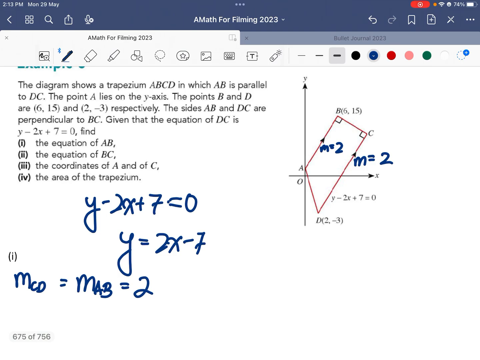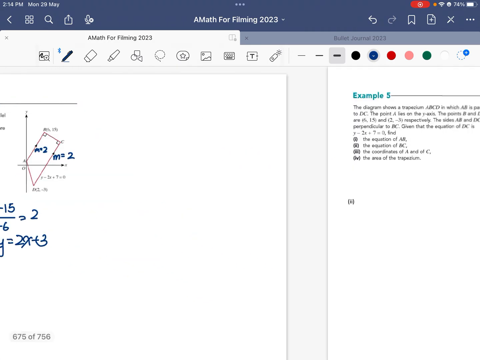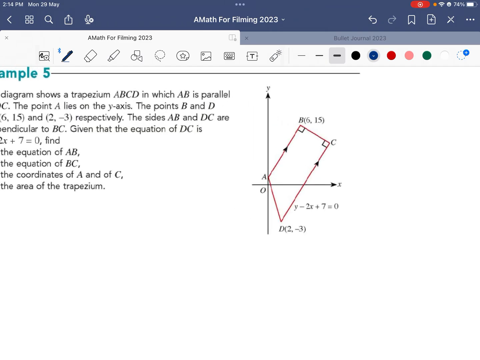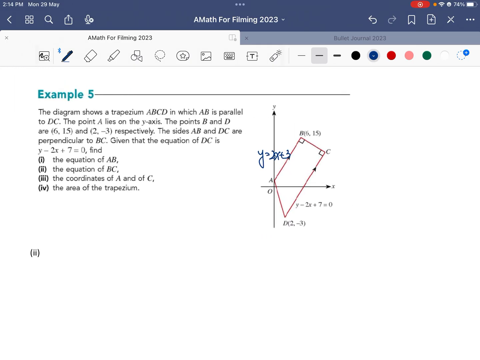Now, I have a point (6, 15) and the gradient. What I have to do is apply: (y minus 15) over (x minus 6) equals 2. If you solve everything, what we get is y equals 2x plus 3. Hence, AB has the equation y equals 2x plus 3. So down here, let me just label y equals 2x plus 3.